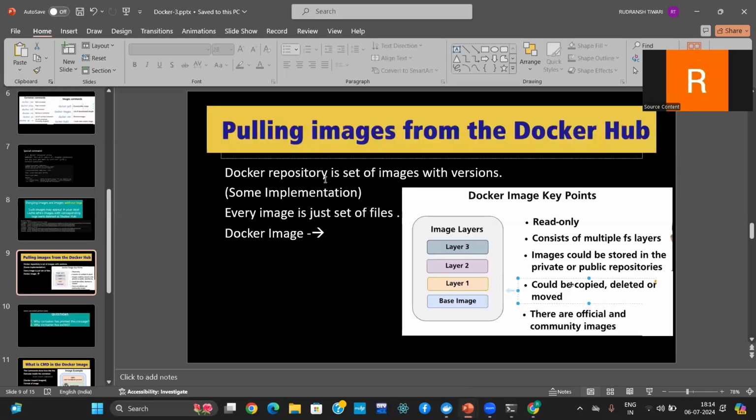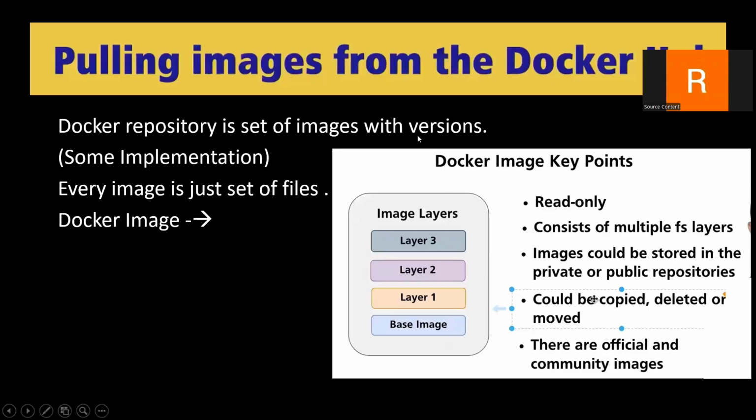Docker repository. What is a Docker repository? It is basically a set of images with versions. A Docker image has some key points. You are not allowed to write inside an image to modify it. If you want to modify, then you create a container. Every image consists of multiple file system layers.